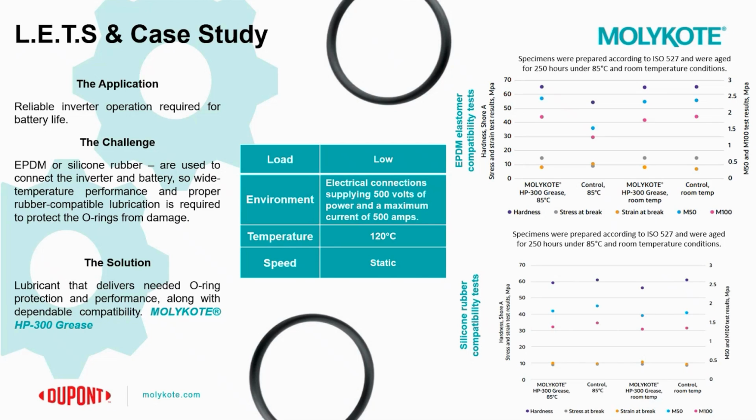So when we select a lubricant here, we are essentially picking a lubricant that can lubricate an O-ring without inducing any sort of damage. When we look at the L.E.T.S conditions in this case, the load that's being applied to the two interfaces is relatively low, but the environment here is unique because we're dealing with electrical connections that supply over 500 volts of power and 500 amps of current.